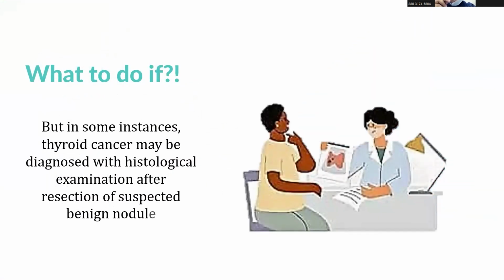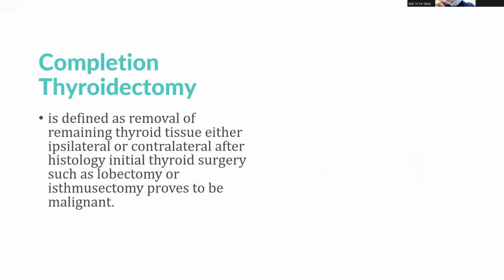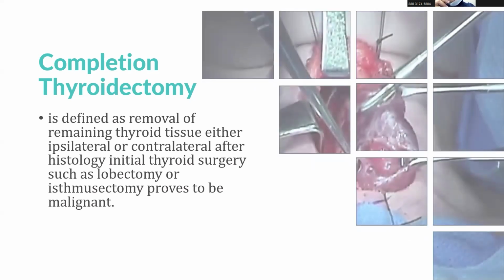In these conditions, completion thyroidectomy is indicated by most surgeons, which is defined as the removal of the remaining thyroid tissue, either ipsilaterally or contralaterally, if the histopathology of the initial thyroid surgery proves to be malignant.